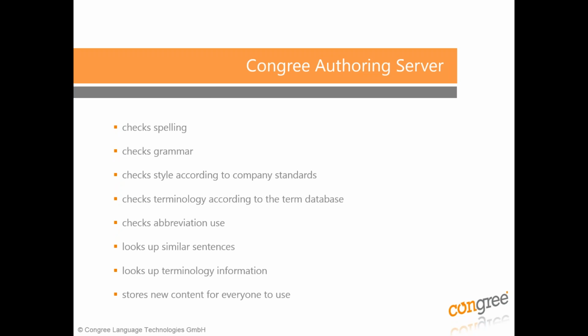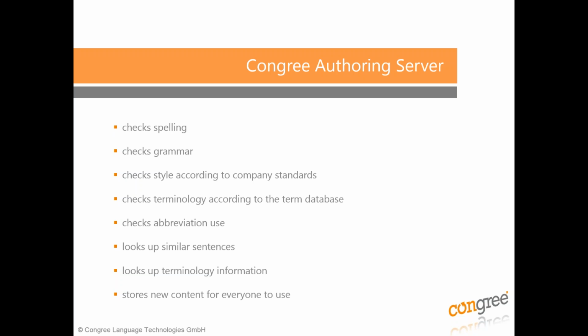The Congree authoring server is a tool which is integrated into XMetaL and allows you to check for spelling and for grammar, so to avoid any annoying or embarrassing typos you might have otherwise in your documentation. It also allows you to check for style according to your company standards. So if you have some style guide available and you want to ensure that all documentation created in your company follows the style guide, this is something the Congree authoring server can provide.